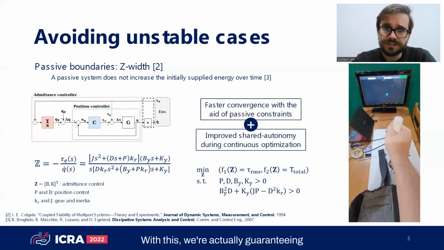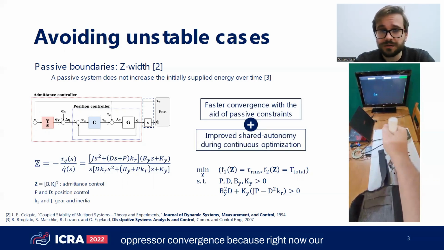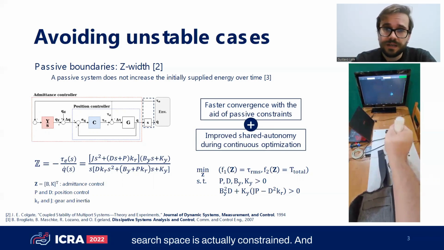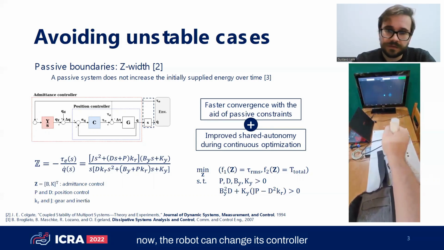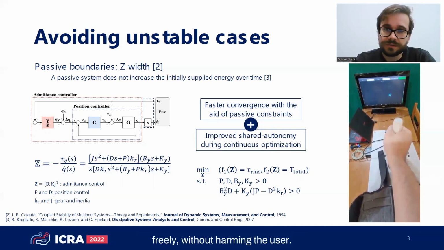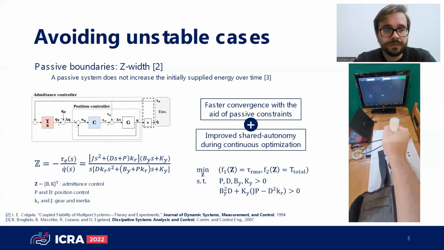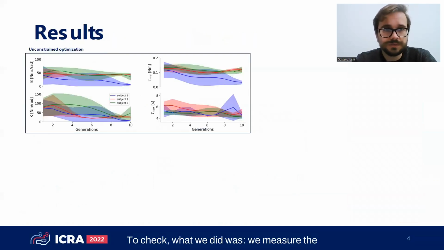With this, we're actually guaranteeing faster convergence because our search space is now constrained, and improving the shared autonomy because now the robot can change the controller freely without harming the user. To check that, we measured the unconstrained optimization and compared it with the constrained optimization.